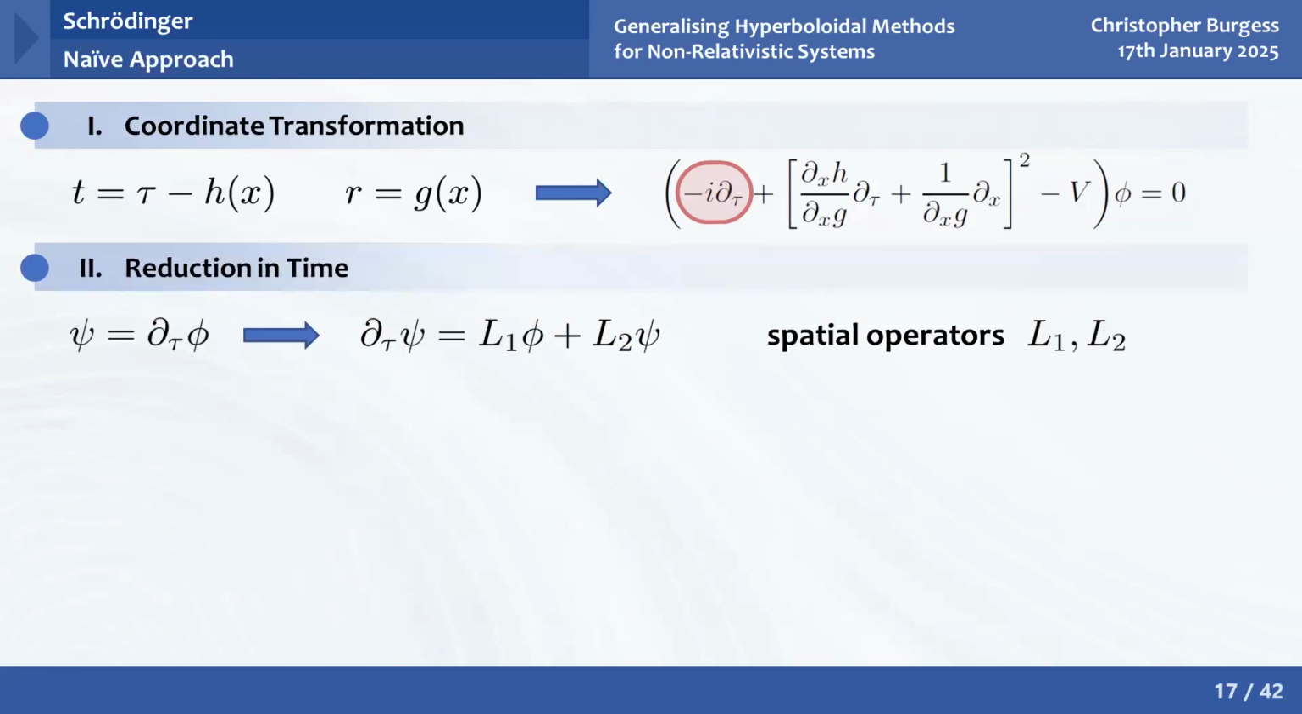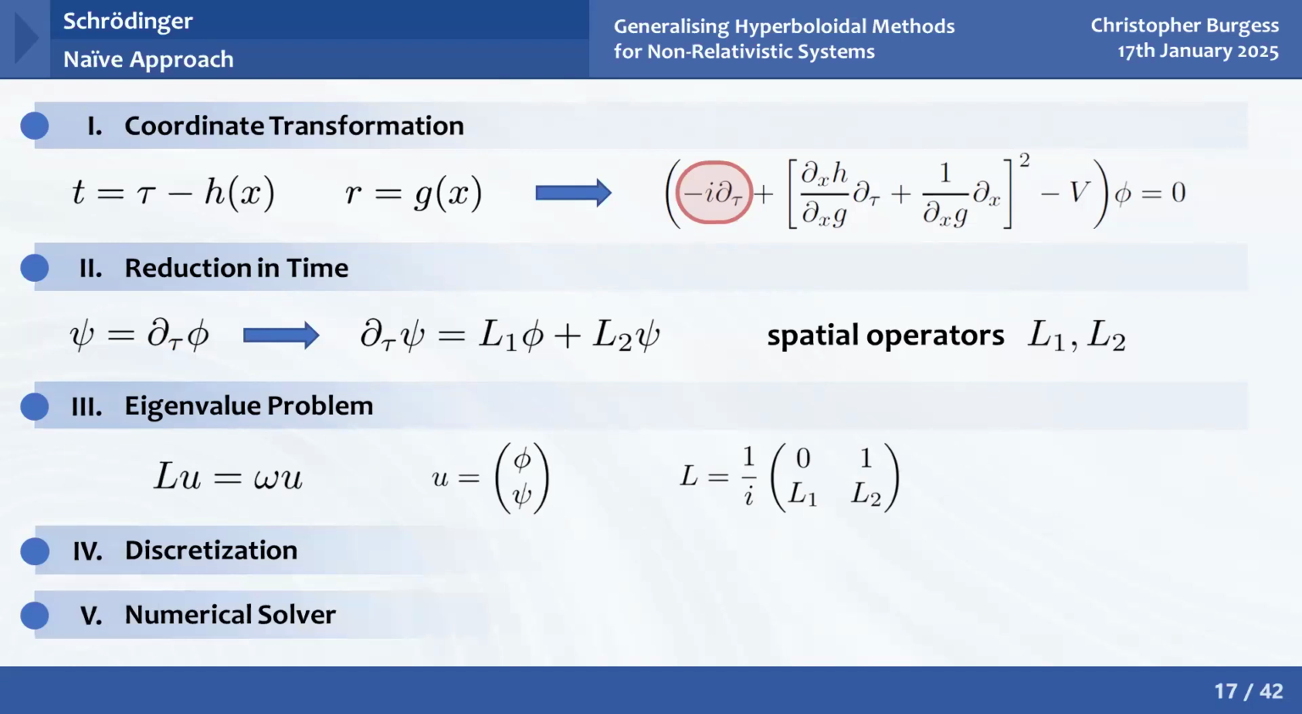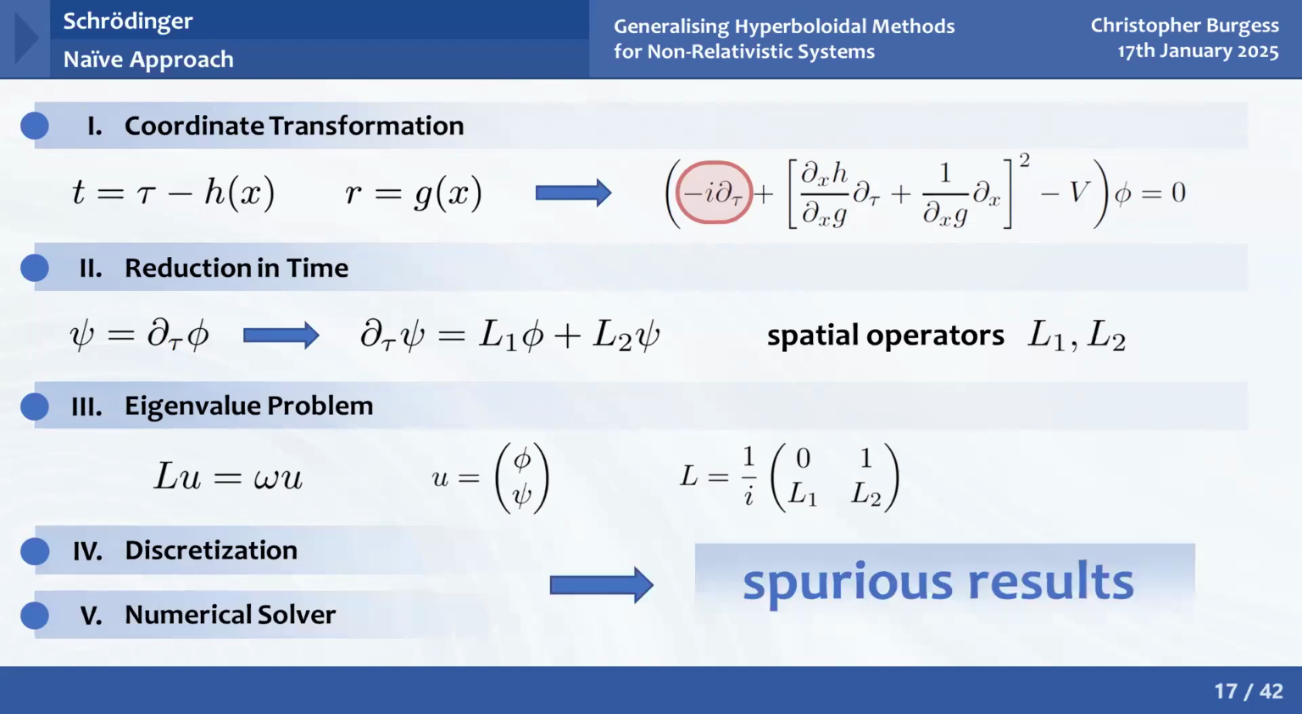We can then do the reduction in time. We again arrive at these spatial operators L1 and L2. We get an eigenvalue problem. We can discretize that in the same way as before, and we can solve it. We do all of these steps, and we get out totally spurious results. So what we find is that as we increase the resolution of our discretization n, we don't have stable results. We just have a mess that's all over the place. We get a bunch of points in the complex plane that don't really tell you anything. So there's something wrong with this approach.